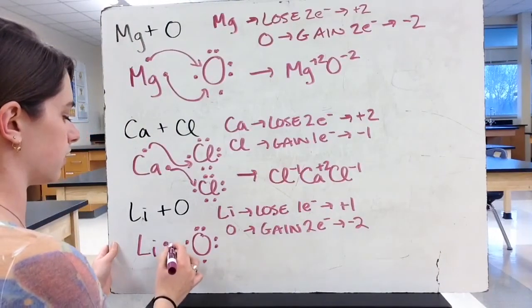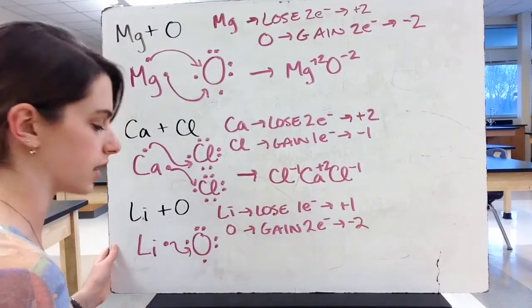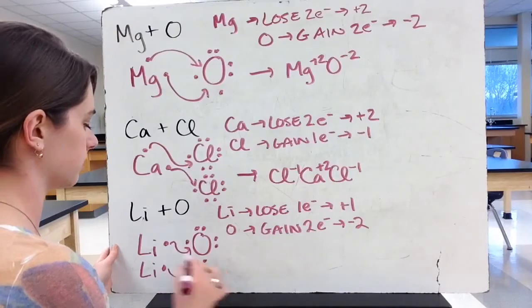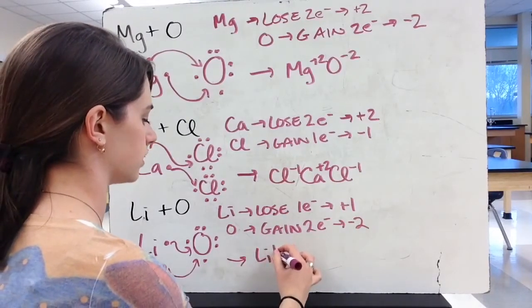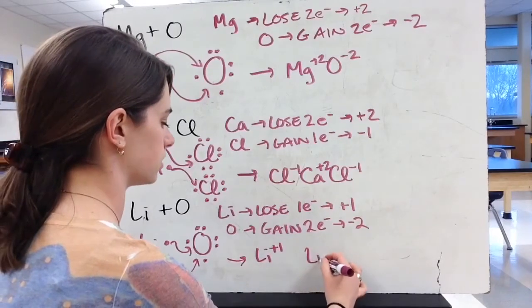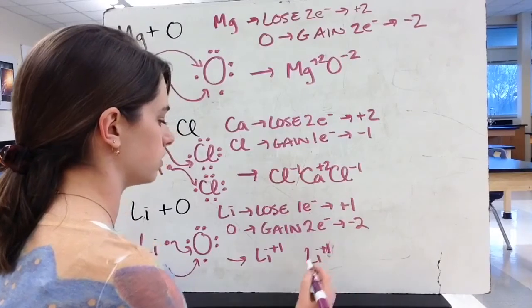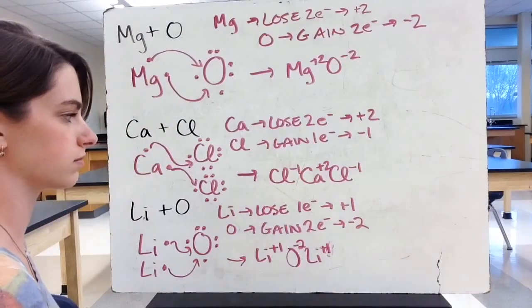Well, lithium can give its 1 electron to oxygen, but oxygen still needs another electron. So all we have to do is add another lithium. So in this case, we have 2 lithiums, each with a +1 charge. And we have 1 oxygen with a -2 charge.